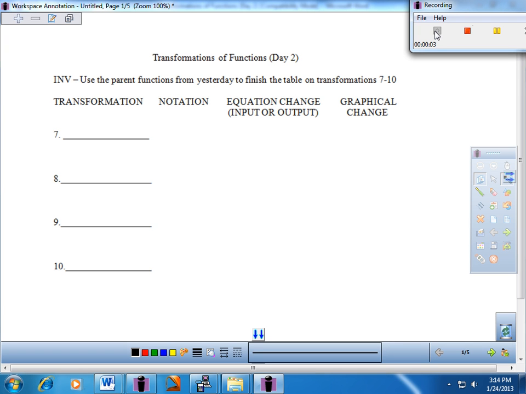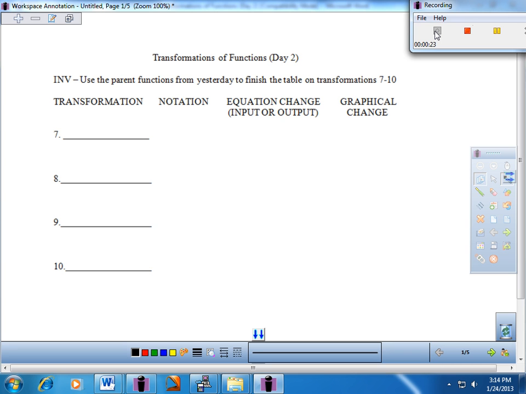Welcome. Today's notes worksheet is entitled Transformations of Functions Day 2, and it's time to knock out transformations 7 through 10. We'll do it in the identical fashion to yesterday's lesson, the 4 columns. So we'll get that going and fill that in, and then just do some follow-up examples and try to put it all together. So why don't we go ahead and dive right in here.